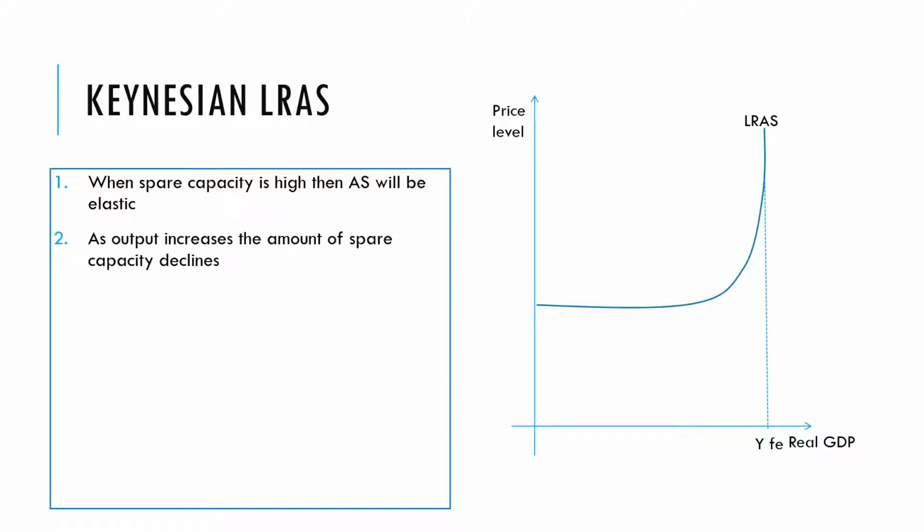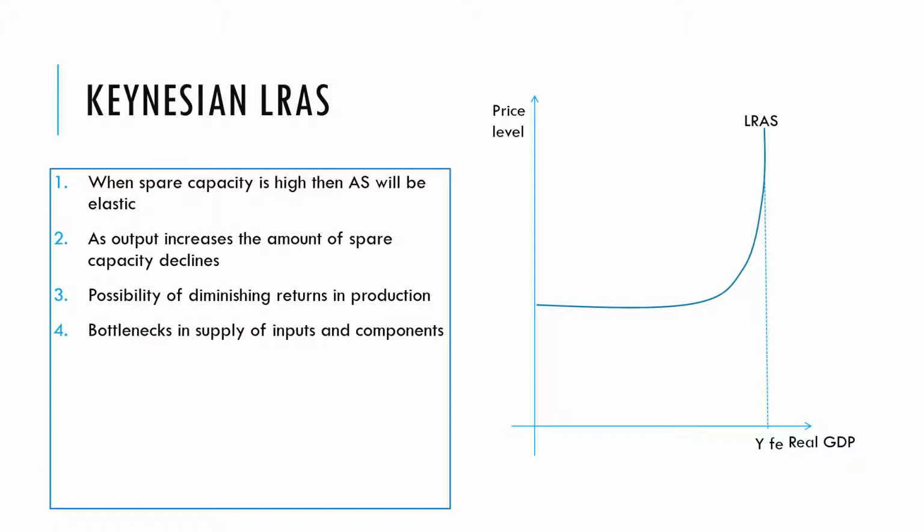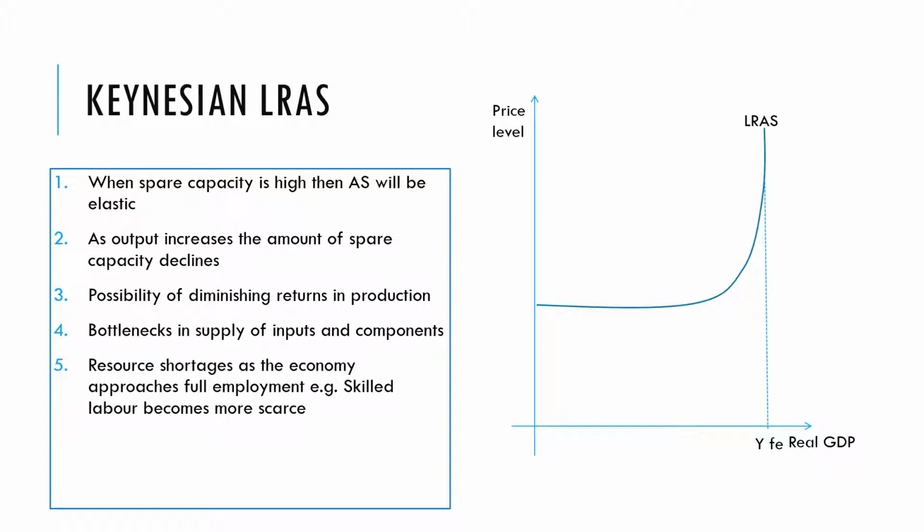As output increases, the amount of spare capacity declines. There is the possibility of diminishing returns in production and potentially bottlenecks in production as we get closer and closer to producing the maximum that the economy can produce. By the time we get close to the full employment level of output, there may be shortages in resources, and so this starts to drive the price level up. Prices of these resources start to rise, and so the price level starts to increase as we get closer to the end.